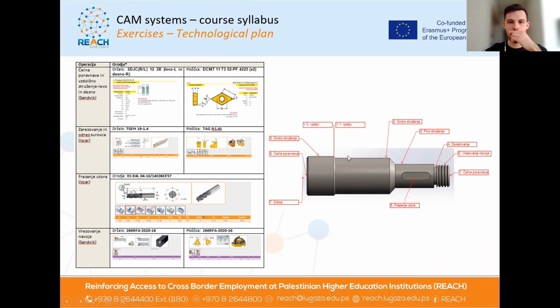And as you can see here, they don't start with, I don't know, the thread. It's not number 1. It's number 5. So it's the 5th operation. And based on that, they will create a technological plan. That means for every specific operation, they will find the right tool and the right holder and the right cutting tool. Here I'm only showing you a few operations, but they will do that for every operation that is required for that specific piece.